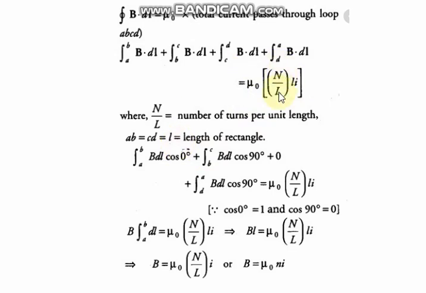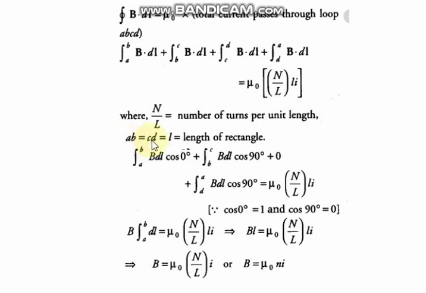Now what is this N over L? If L is the total length of the solenoid and N is the total number of turns in that solenoid, then N over L will give us the number of turns per unit length. And this is I, which is the current carried by the solenoid in the region which is enclosed by the Amperian loop. This much current will be enclosed by the Amperian loop, that is N over L times I.